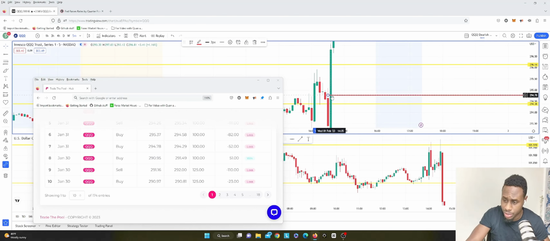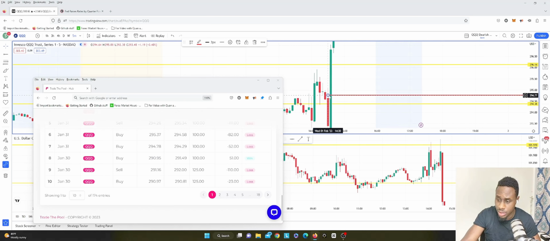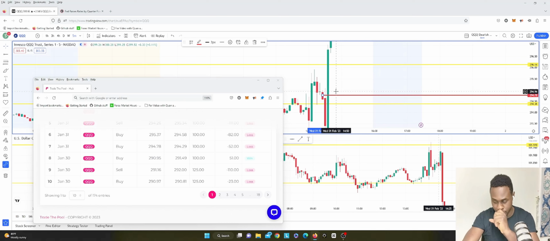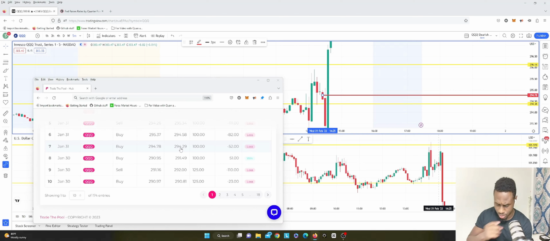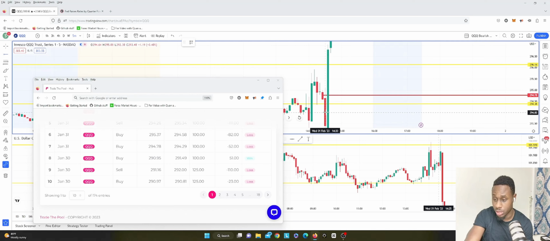29478. So I entered here to the buy side on this candle. And then I got stopped out at 29429. I see where my stop loss was at 230. So on the 230 candle, which is the next one over, I hit my stop loss at 29429.